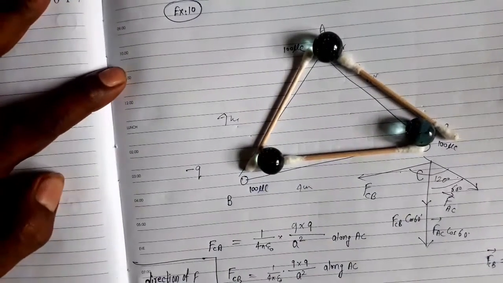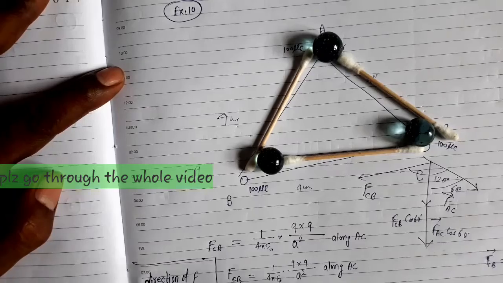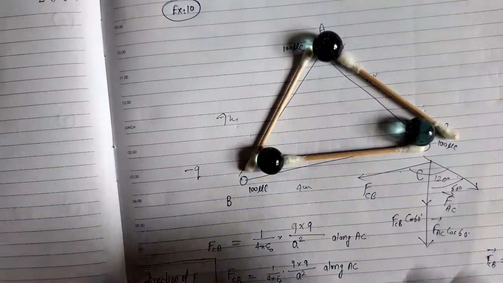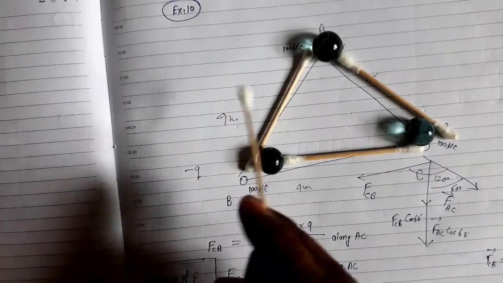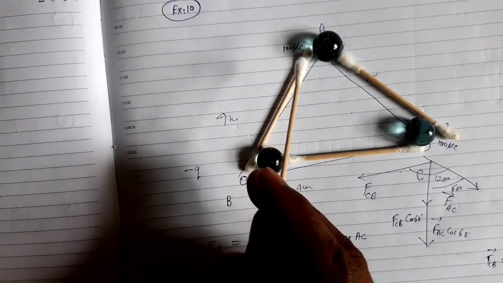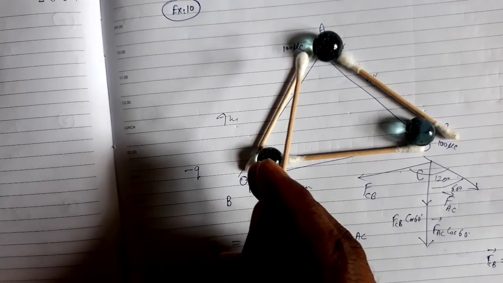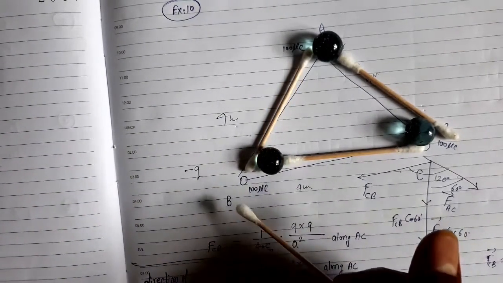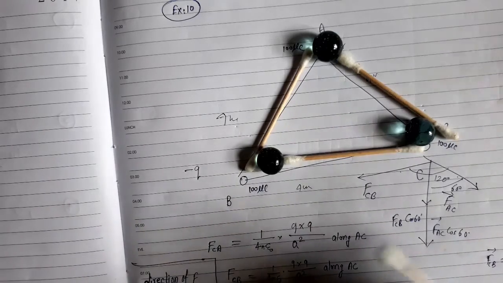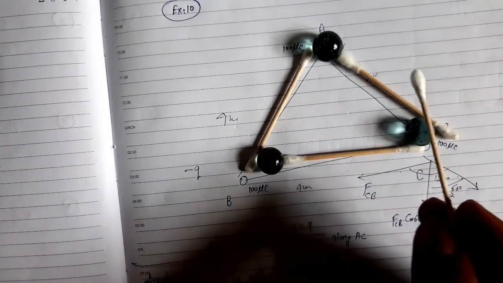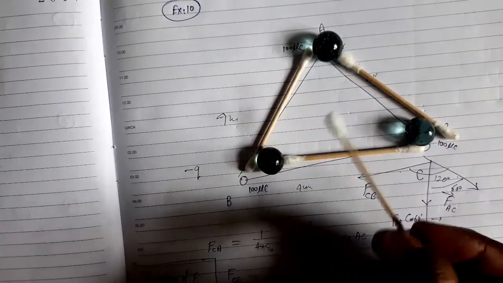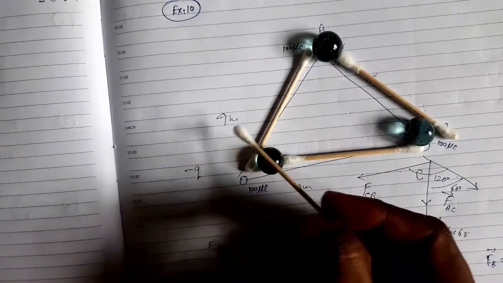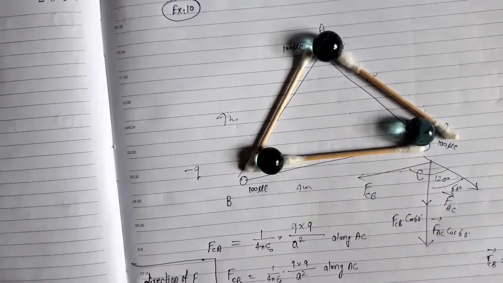Okay, so here all the charges are placed at 3 points, that is A, B and C. The charge located at point A is 100 microcoulomb, B is 100 microcoulomb and C is 100 microcoulomb. All charges are placed at equilateral vertices. The distance between two charges is 4 meter, 4 meter here, 4 meter here.